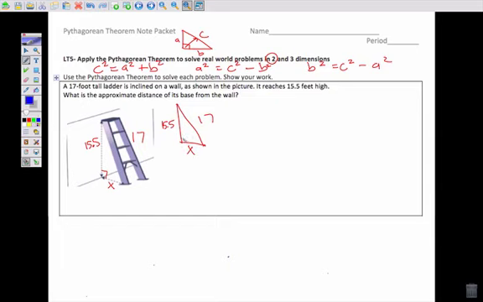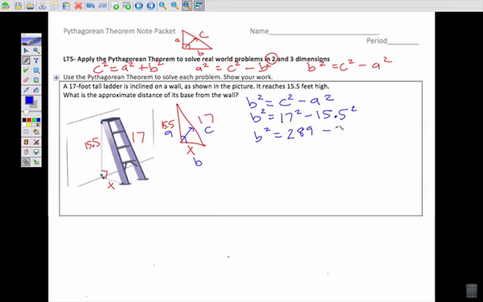All right, now the next thing I like to do is label A, B, and C. So across from the 90 degrees is the C, and then I'm going to call this one A and this one B. All right, so I'm trying to find B, so that means that B squared is equal to C squared minus A squared. So B squared is equal to 17 squared minus, and then A is 15.5. Okay, so 17 squared is 289. 15.5 squared is 240.25.